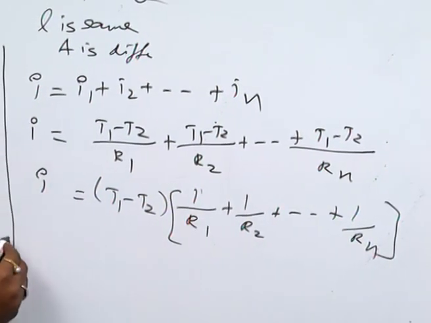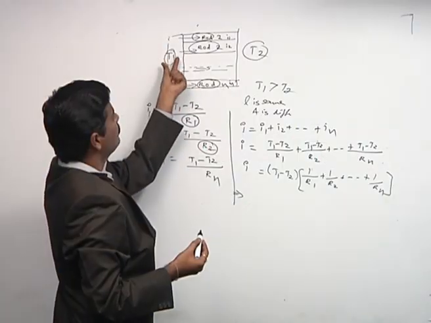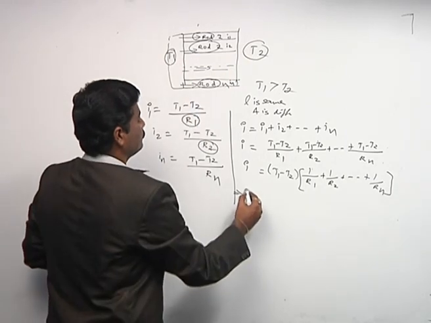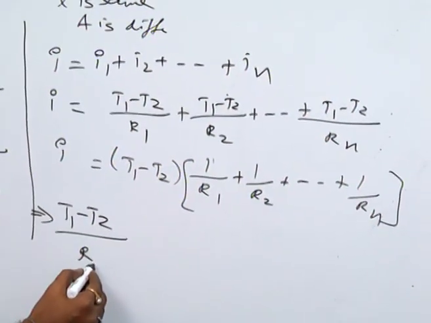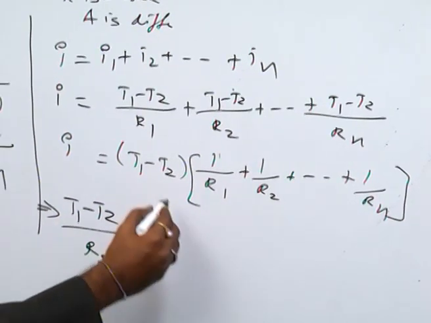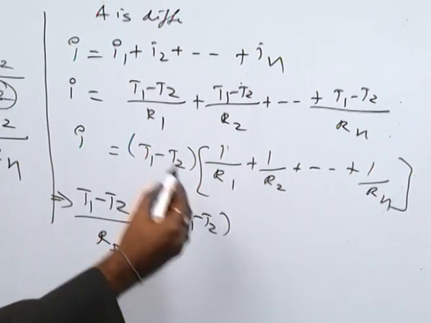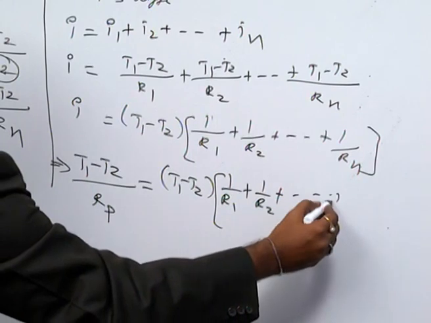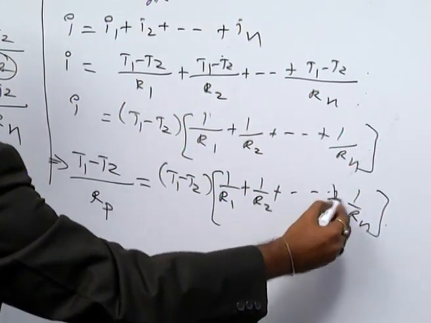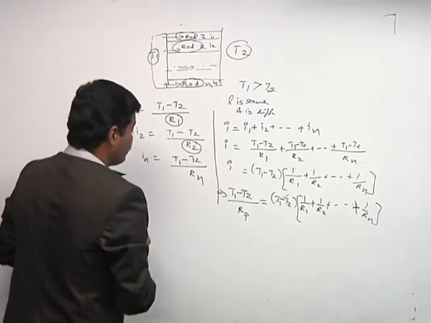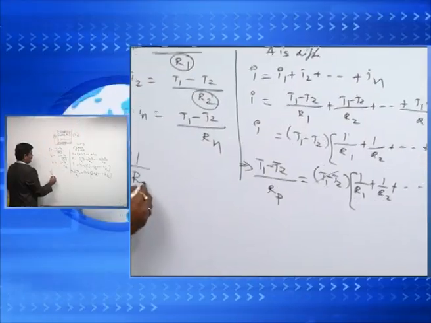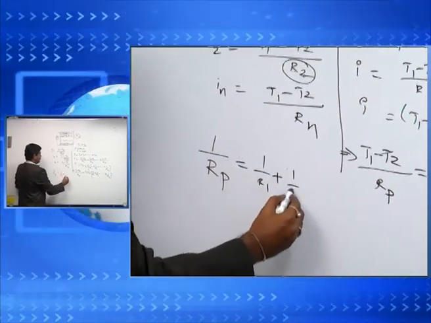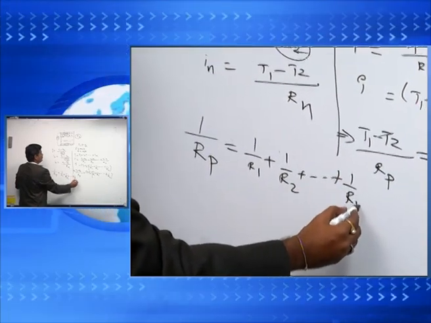This is the total current. For the total current also, one end is at T1 and the other end is at T2, so it is T1 minus T2 by R effective, where R effective is for the parallel combination. This can be written as T1 minus T2 into 1 by R1, 1 by R2, and so on, up to 1 by Rn. If you cancel the common factor, finally what you get is that the total resistance in the parallel combination satisfies 1 by R equals 1 by R1 plus 1 by R2 and so on, plus 1 by Rn.